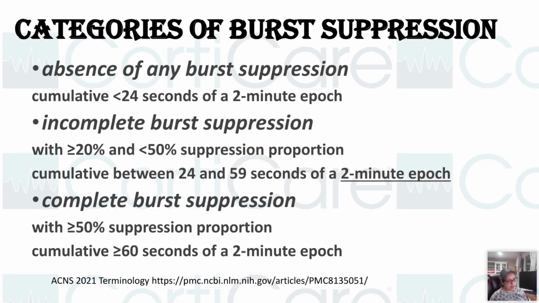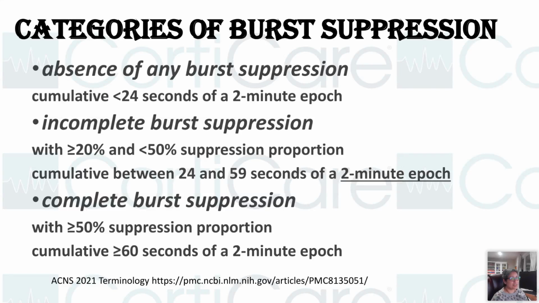That is the deepest ratio, deepest suppression. Let's talk about the categories. Do not get confused with something else that we're going to talk about after this. When we say burst suppression is absent, we're talking about a 2-minute epoch. If you are seeing less than 24% of signal attenuation or suppression, we are going to call it not there. There is incomplete burst suppression.